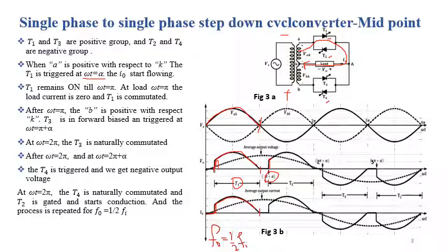So the load current will start flowing, and it has a path like this, and we are getting the output voltage, which is again at the positive side, and also the load current shaped like this. So at omega t equal to 2 pi, one complete cycle of the input is completed, and we are getting two half cycles at the positive side of both the output voltage and the output current, like this.